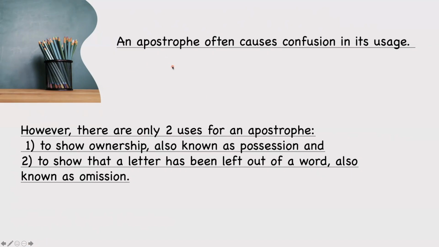An apostrophe often causes confusion in its usage. However, there are only two uses for an apostrophe. One is to show ownership, also known as possession, and two, the second one, is to show that a letter has been left out of a word, also known as omission.